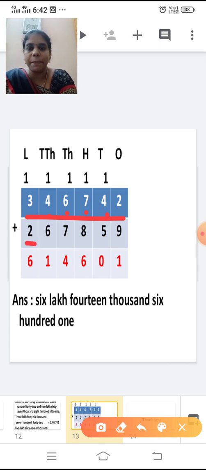Now take the second number. 2 lakh 67,859. 9 in the ones place, 5 in the tens place, 8 in the hundreds place, 7 in the thousands place, 6 in the 10,000 place and 2 in the lakhs place. Shall we add these two numbers now? Add the ones place now.